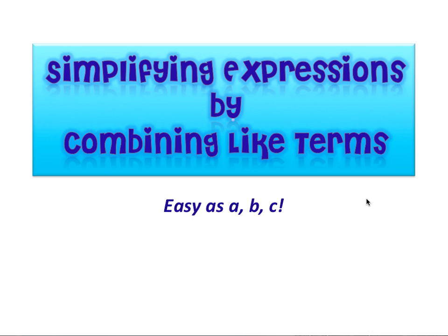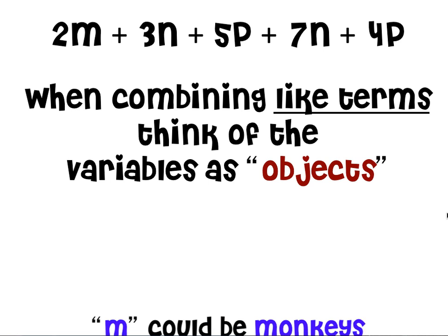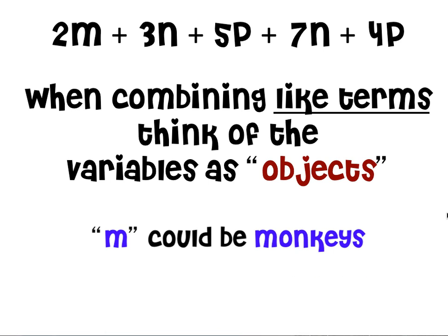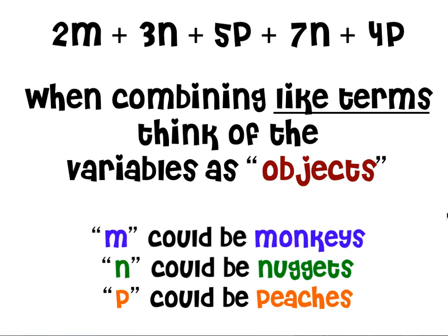The video today is going to be on simplifying expressions by combining like terms. When you're combining like terms, you want to think of variables as objects. It just makes it a little easier to figure out which ones to combine. For example, in the expression above, we have m's, n's, and p's as our variables. So we can think of m's, those could be monkeys, our n's could be nuggets, and p's could be peaches, just as an example.